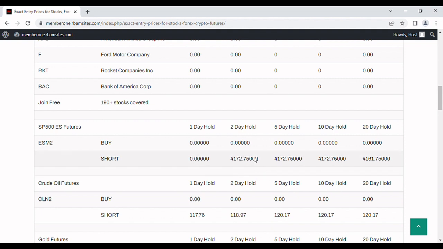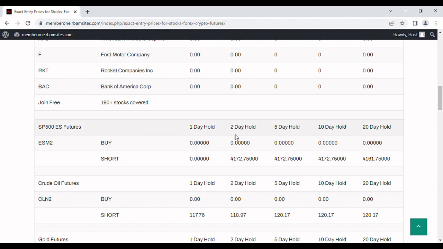price to take a look at on here. These are just recommended entry prices. You have to use your own judgment. You can never use these blindly. You have to always back it up with your own judgment and decide what you want to do on your own. But this is recommending 41.72 and 0.75 as a potential short to make some money on a 2-day hold.